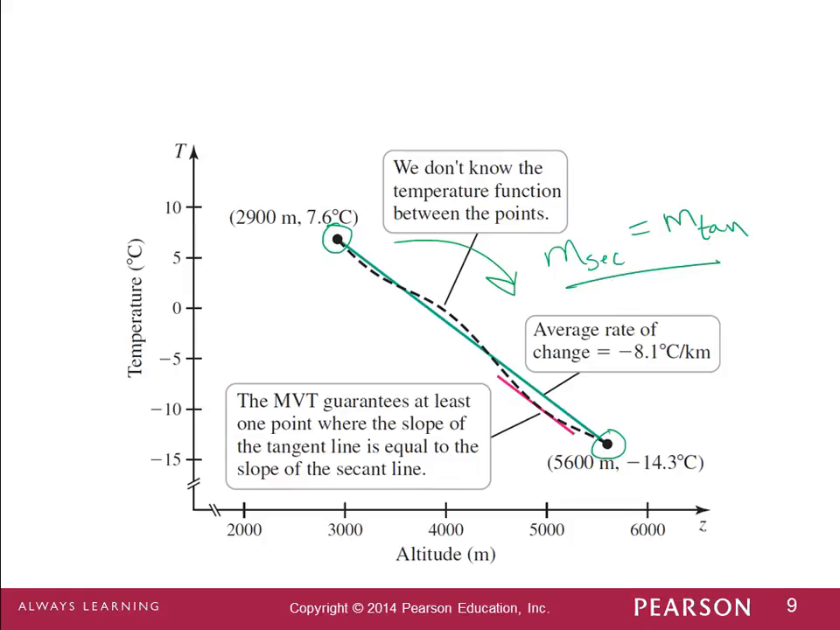Now, we don't know exactly where that point may be if we just have two data points, but we can be guaranteed that there was some point on this graph where the instantaneous rate of change was equal to negative 8.1 degrees Celsius per kilometer. And we can be guaranteed that by the mean value theorem. And that's one of the most significant guarantees that the mean value theorem gives us.